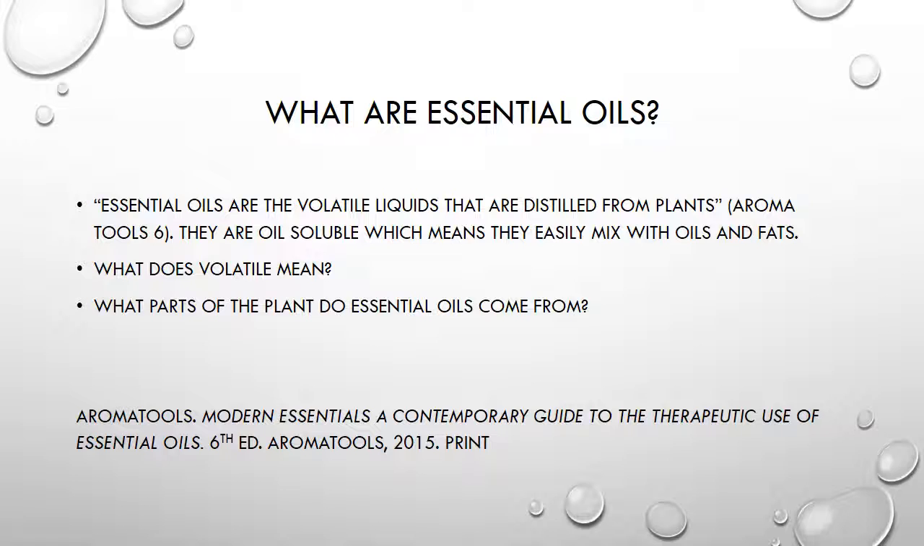What parts of the plant do essential oils come from? Essential oils come from the seeds, the bark, the leaves, the stems, the roots, the flowers, the fruit, just about the whole plant. But not all plants produce essential oils.